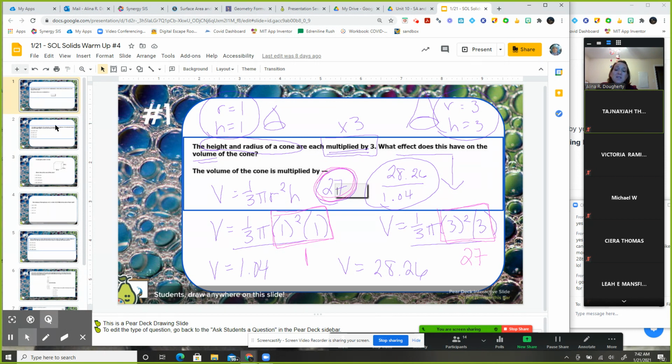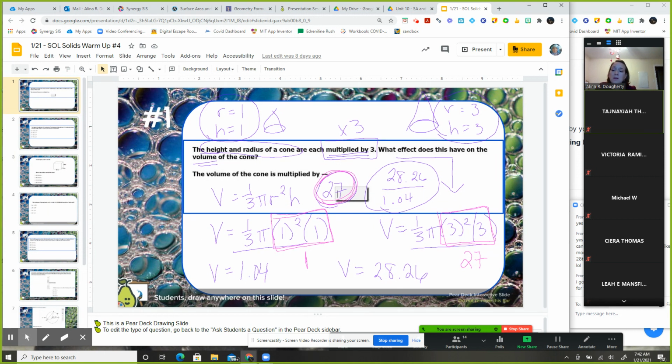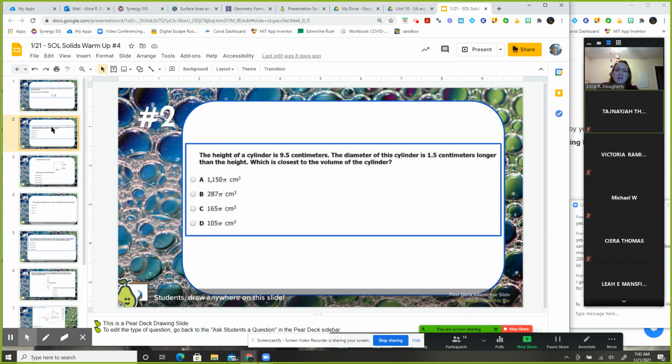Okay, this would definitely be a hard question, right? If I was doing my check marks here, I would have easy, medium, and hard, and I would definitely put this as a hard question. It's got a lot of steps in it. So question number 2, maybe this one's easier. The height of a cylinder is 9.5. And the diameter of the cylinder is 1.5. As soon as I see diameter, I find the radius.